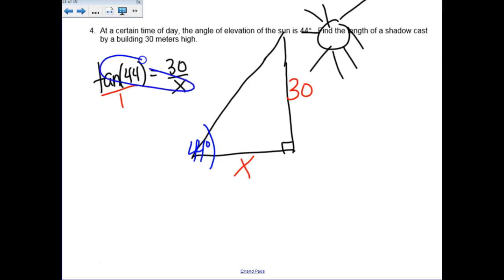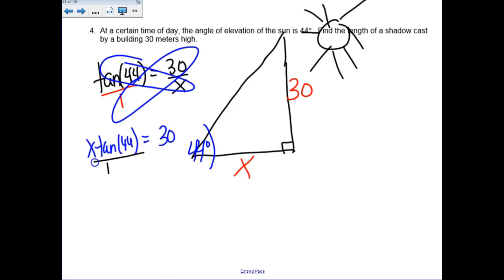We're going to cross multiply. And some of you already have the shortcut. You know when to multiply and divide. So x times the tangent of 44 equals 30. So then you're going to divide. What's 30 divided by tangent of 44? 31.1. What's my label? Meters. Very good.